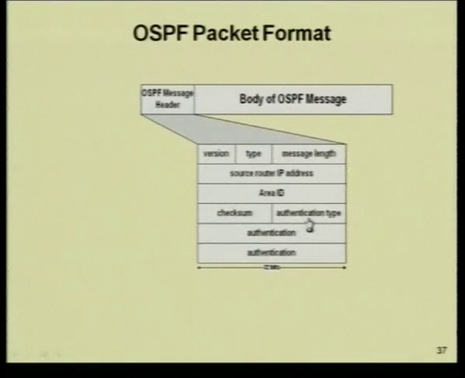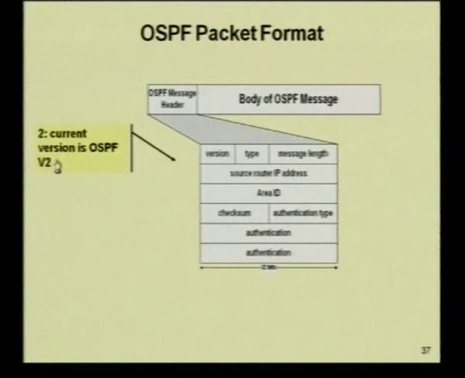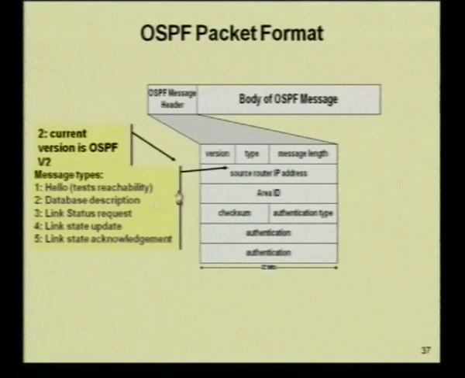For instance, if you are using password based authentication, the authentication type field here would indicate that, and the actual password would be carried in this authentication field. Now, version, type, message length, all these are quite self-explanatory. Checksum is again a typical 16-bit checksum that is used in most of the IP related protocols. Okay. The current version is 2, so it will show 2. The type here will identify whether it is a hello message, a database description message, a link state request message, a link state update message, or a link state acknowledgement message. So, that is indicated by the type field.